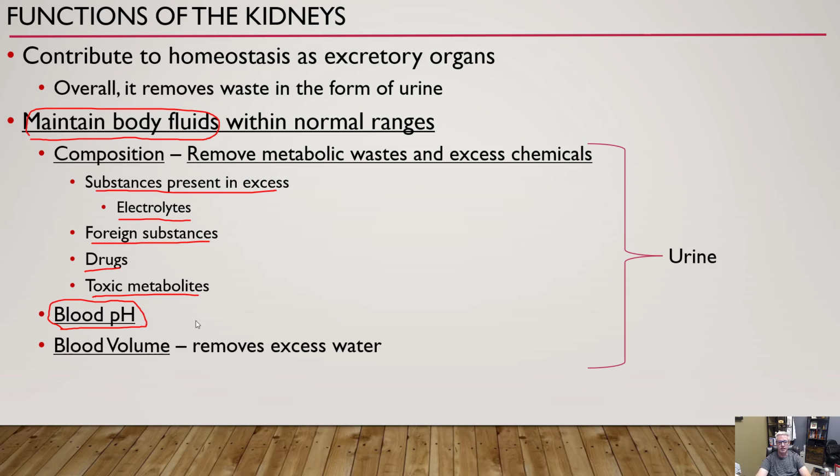In maintaining body fluids within normal ranges, it's also going to help adjust that blood pH. Remember that pH is basically your hydrogen ion concentration. As your hydrogen ion concentration increases, your pH is going to decrease. As your hydrogen ion concentration decreases, your pH is going to increase. And then also blood volume. If you drink too much water, your kidneys are going to get rid of some of that water. And all of this is going to get dumped out in your urine.